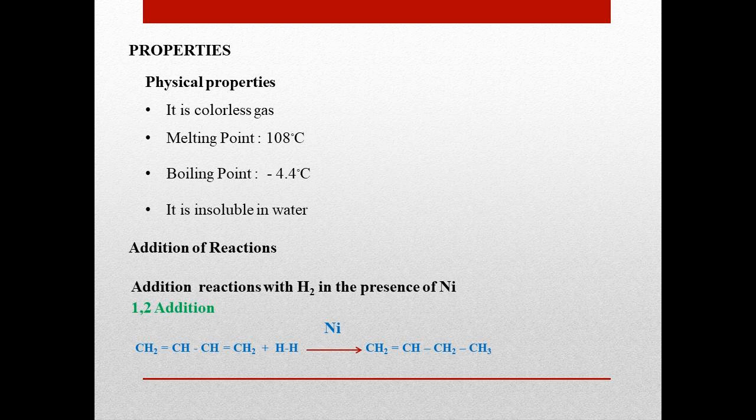Chemical properties: addition reactions. First, 1,2 addition with hydrogen. Take 1,3-butadiene and react it with hydrogen in the presence of nickel. Only the first carbon and second carbon react. First carbon CH2 becomes CH3, second carbon CH becomes CH2. In the product you can see CH2 double bond CH single bond CH2 single bond CH3. This is a 1,2 addition reaction.